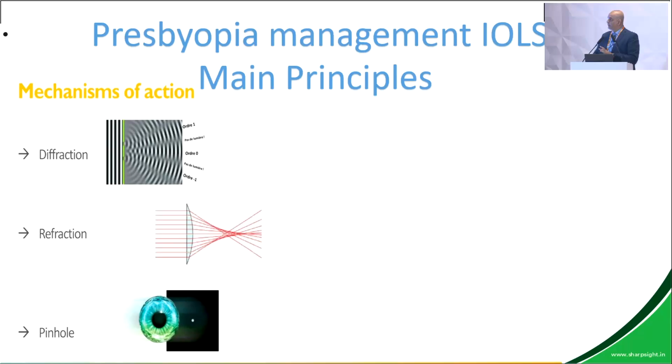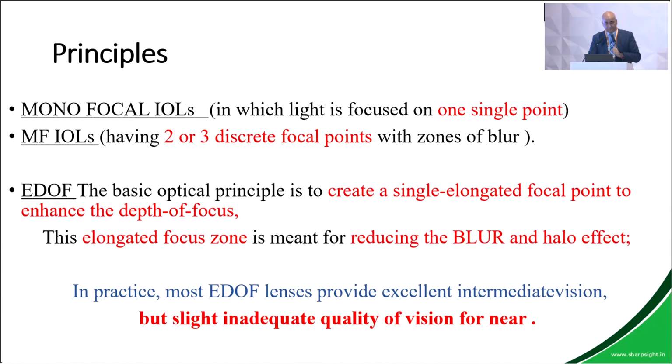So you have four kinds of presbyopic correcting lenses: multifocal lenses, enhanced monofocals, EDOFs, pinhole lenses, and accommodative lenses. Basic principles are diffraction, refraction, and pinhole. These are the three principles most of these lenses will work on. Either it will be a combination of them or one of them.